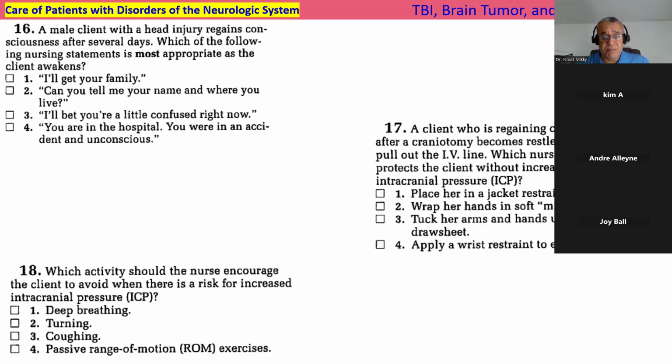It's important to orient the patient to the environment, explain where the client is, and orient the patient to time, person, and place. Offering to get his family and asking him questions to determine whether he is oriented are important, but the first thing to say should let the client know where they are. That helps maintain orientation for the patient.